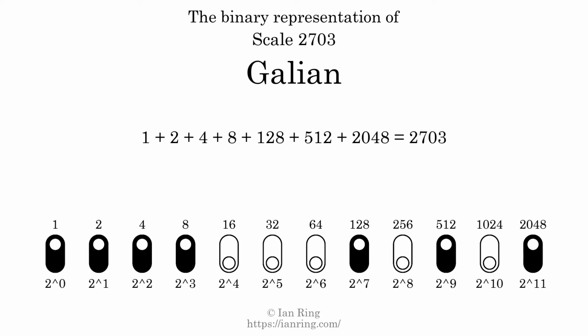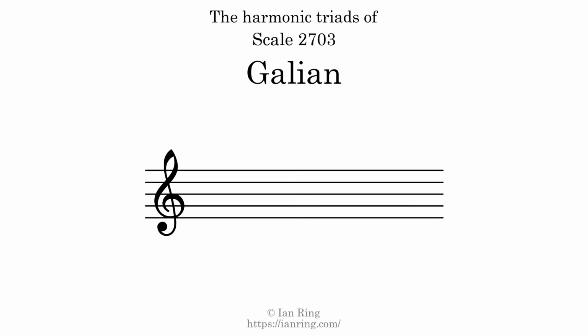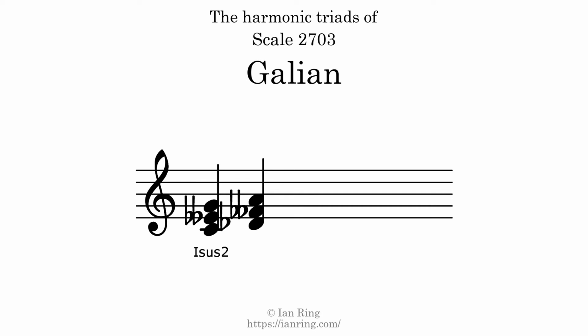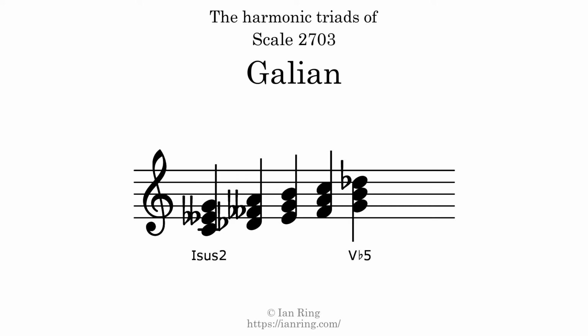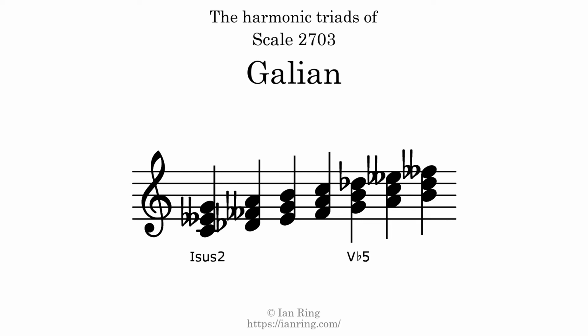The scale number not only enumerates the scale with a unique index, but it also literally describes the tonal content of the scale. Represented as a binary number in base 2, the scale number is 101010001111. Here are the harmonic triads present in this scale. sus2, unnamed, unnamed, unnamed. Major flat 5, unnamed, unnamed.